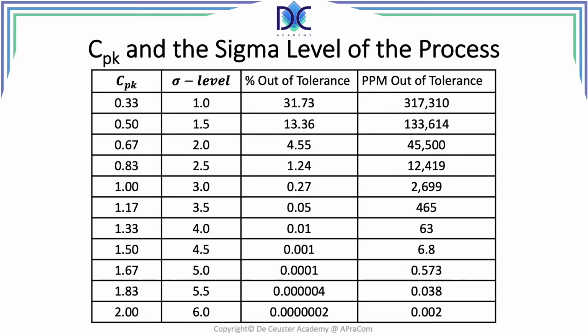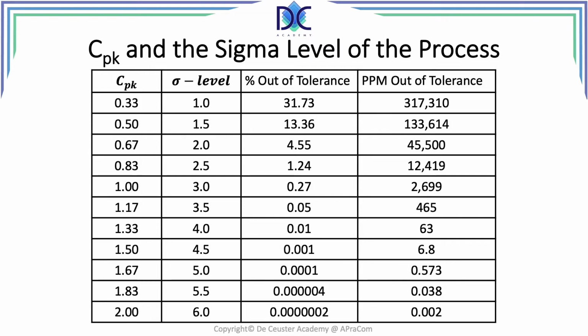Now we want to have higher sigma levels. Of course, a sigma level of 6 sigma would mean that the Cpk would be equal to 2. But when we calculate it, we can see, for example, when the Cpk is equal to 1.33, the sigma level is only 4. When it's 1.67, it's only 5.